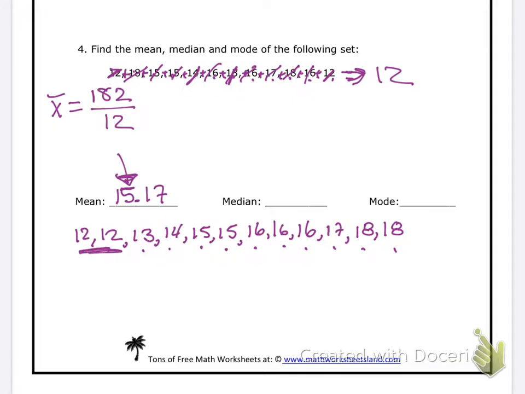So let's see, 12 comes up twice, 13's only once, 14's once, 15 is twice. Oh, but 16 is 3 times. So this is the most. My kids are talking to me. I was on median, wasn't I? And I just gave you guys the mode. Sorry about that. Okay. And I'm writing the wrong thing. The mode is 16 because it occurs the most.